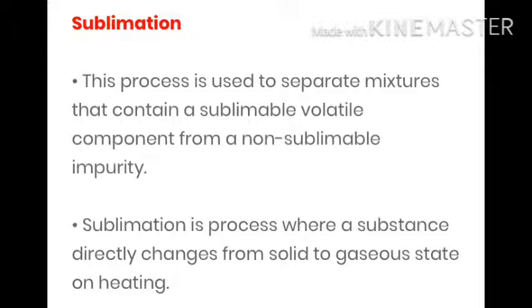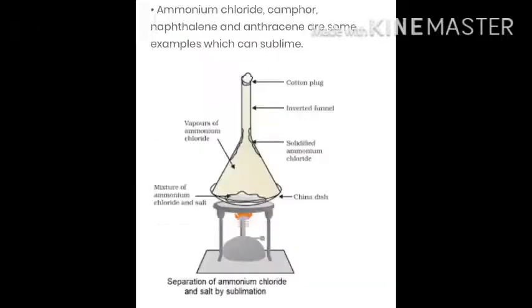Some examples of substances which undergo sublimation are ammonium chloride, camphor, naphthalene, anthracene, benzoic acid, iodine, etc. Thus, the process of sublimation can be used to separate a sublimable volatile component from the non-volatile component of a mixture.